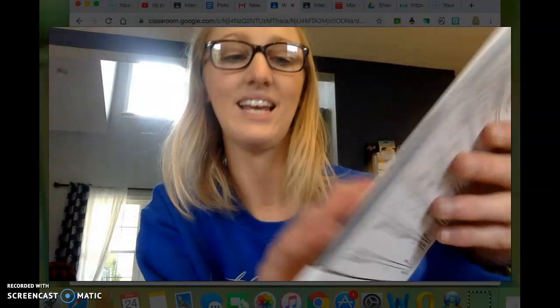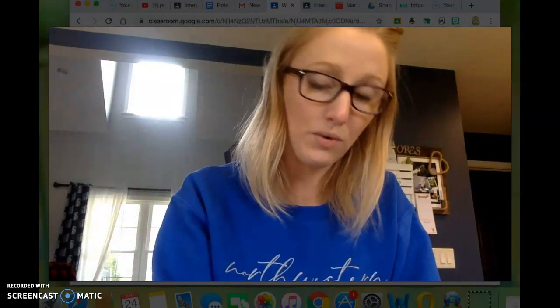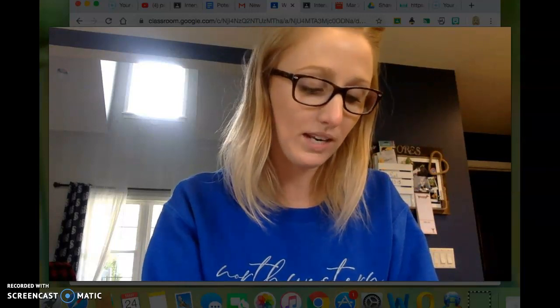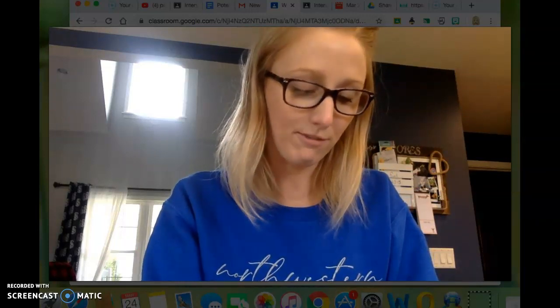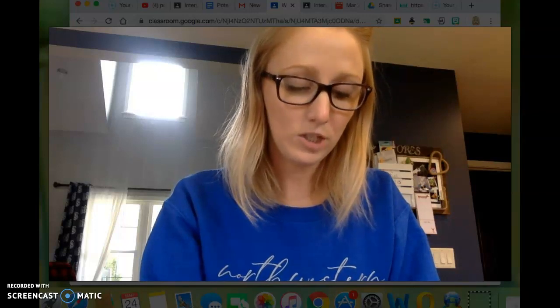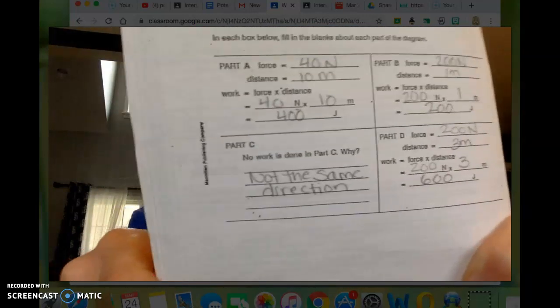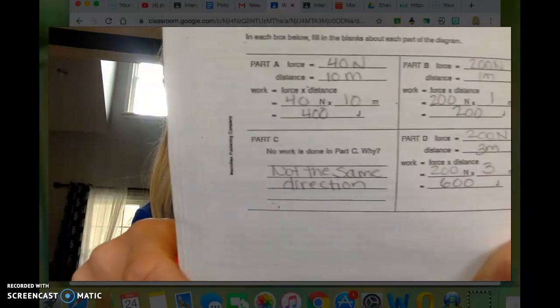Now, part D, again, our force is 200 newtons because that's how much the crate weighs. And this time she's moving it 3 meters above the floor. So you multiply 200 times 3. You can either punch that in your calculator or do that in your head, and you should get 600 joules.